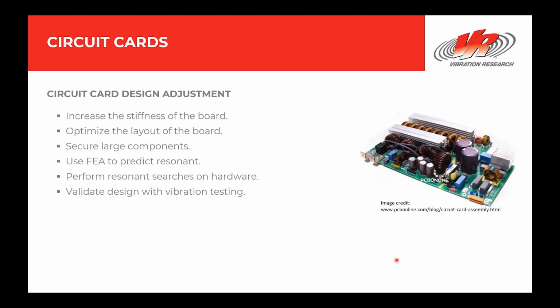There are several ways to adjust circuit card designs to ensure that resonant frequencies are out of harm's way. And most of these rules apply to other things besides circuit cards. I'm just using a circuit card as an example here. But increase the stiffness of the board by using thicker materials, optimizing the layout of the board to distribute mass evenly and reduce the overall weight, using finite element analysis to predict resonant frequencies accurately and to ensure that the factor of 2 rule is applied appropriately, performing resonant searches on hardware to confirm the models, and then finally, validating designs with vibration testing using fatigue damage spectrum correlated profiles.